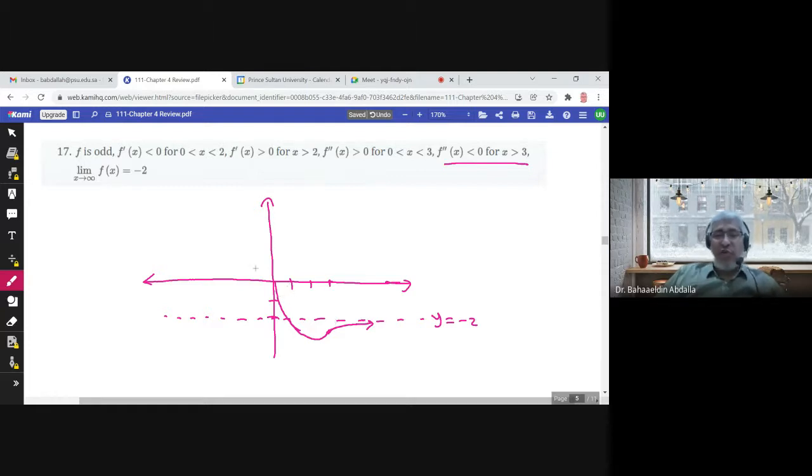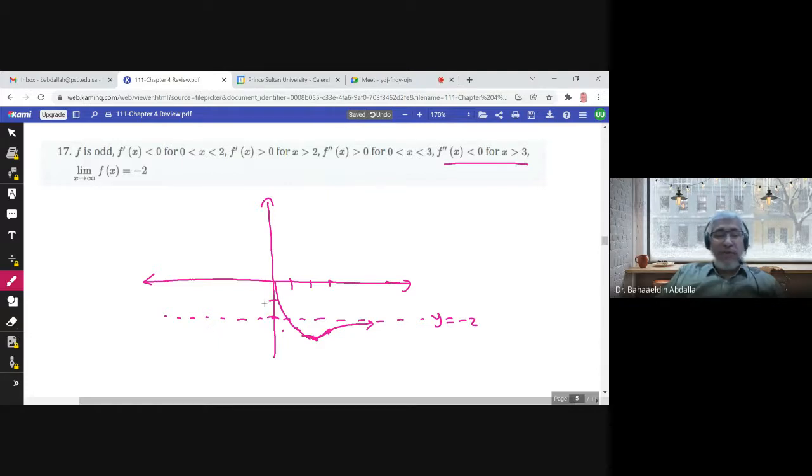Now the function is odd, so all the conditions are satisfied here. From 0 to 2, it's decreasing. From greater than 2, it's increasing. So starting from here, it's increasing, like this. And the concavity is also good.